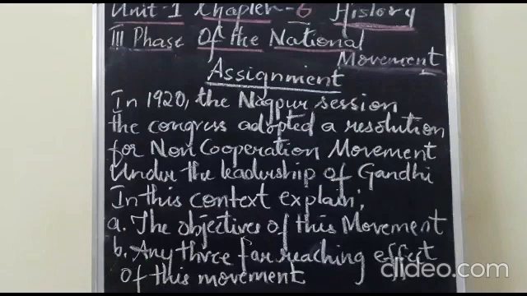Yes, an assignment for you all. In 1920, at the Nagpur session, the Congress adopted a resolution for the non-cooperation movement under the leadership of Gandhiji. In this context, explain the first one, the objectives of this movement. Second one, any three far-reaching effects of this movement. Far-reaching effect of this movement means its impact.